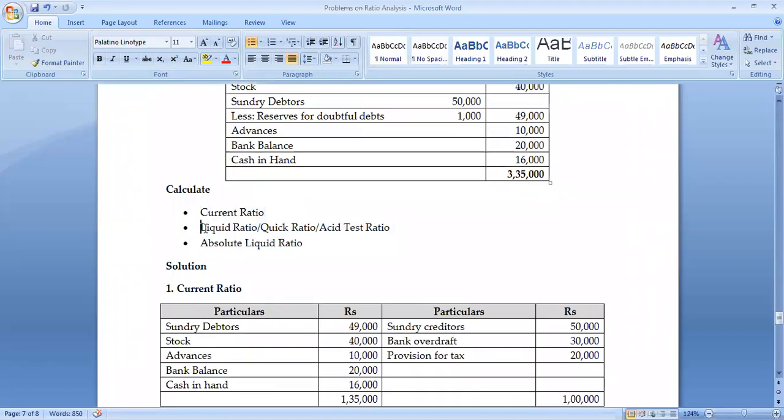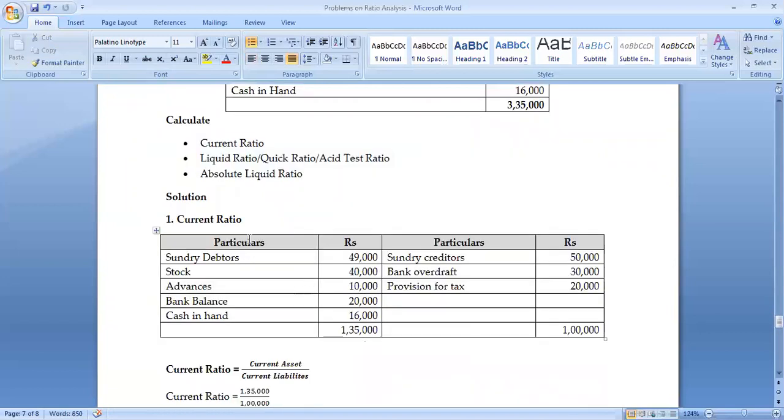So what is the liquid ratio? It is also nothing but the quick ratio and the acid test ratio. It takes all the current assets except the stock as well as the prepaid expenses, but it considers all the current liabilities. And there is also an absolute liquid ratio to be found out. This is the new one that is required to be found out.